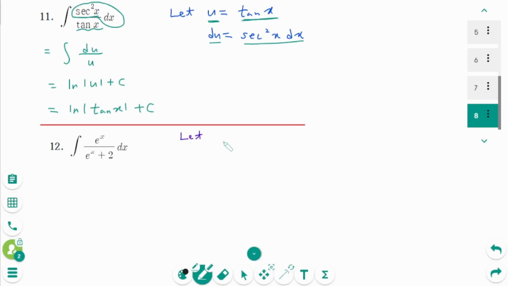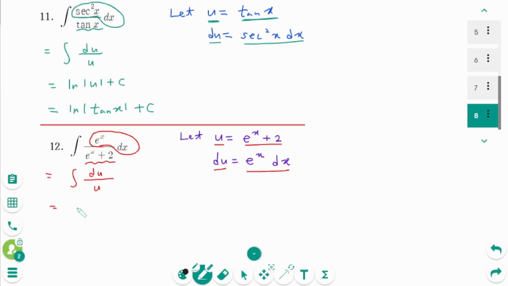Let u equal e to the power of x plus 2, then du equals e to the power of x dx. Let's change all x into u. The integral of e to the power of x dx equals du over e to the power of x plus 2 equals u. Ln absolute value of u plus c equals ln absolute value of u was e to the power of x plus 2 plus c. We are not done yet.